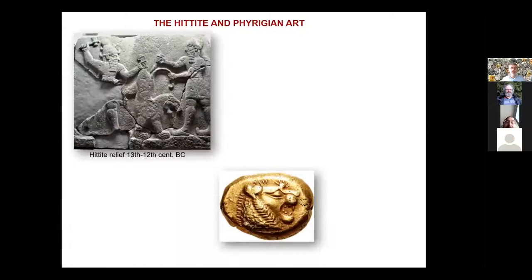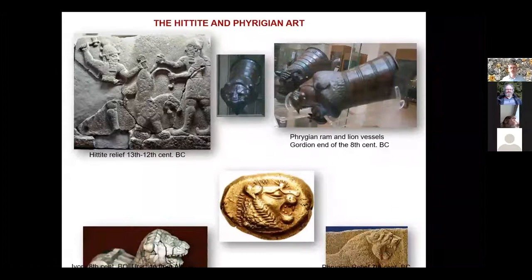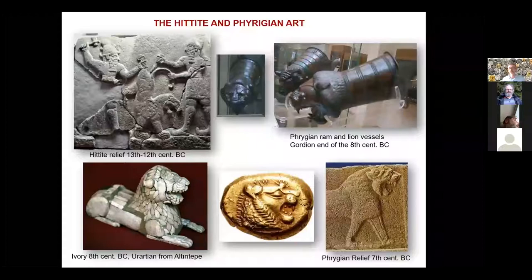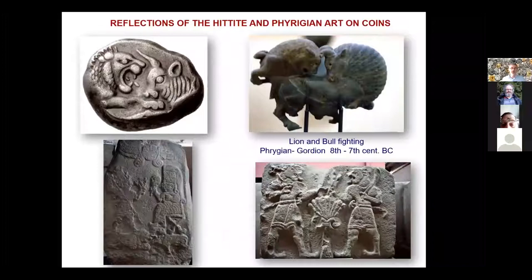And here are Hittite and Phrygian art pieces for you to compare and see how they influenced the design of certain coins in that period. Again, we have this famous depiction of lion and bull confrontation. It is not something that the Lydian coin designers of that time came up with. It was a very well-known symbol since the middle Hittite period, 1300 BC, as you see here, and then here later. And this one is Phrygian from Gordion, 8th, 7th century BC.